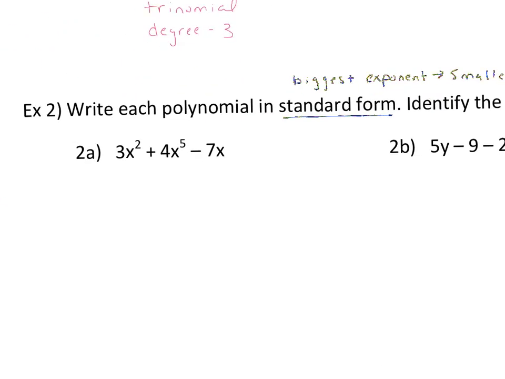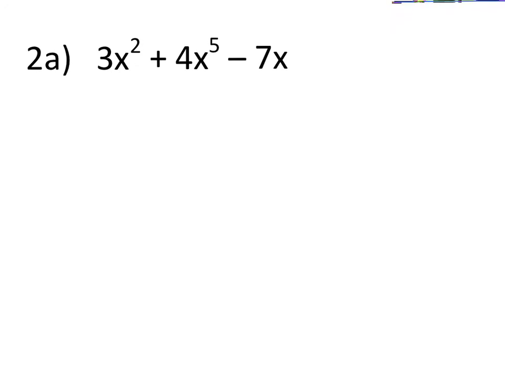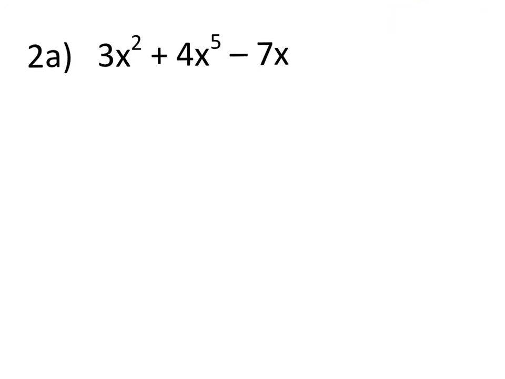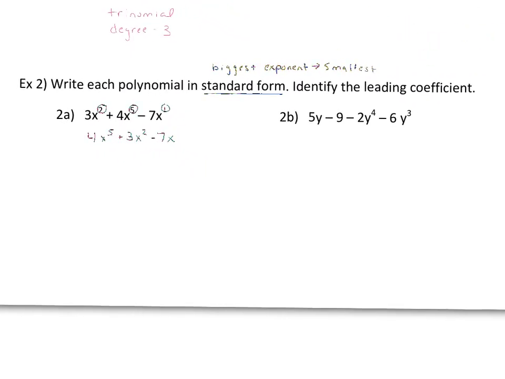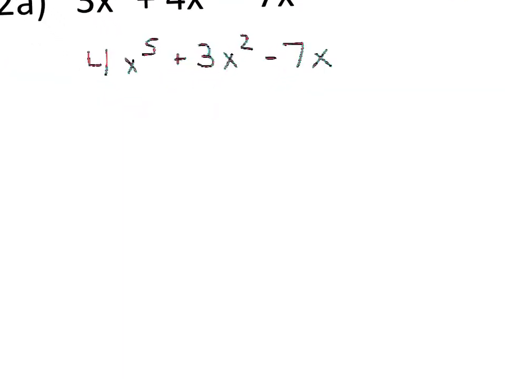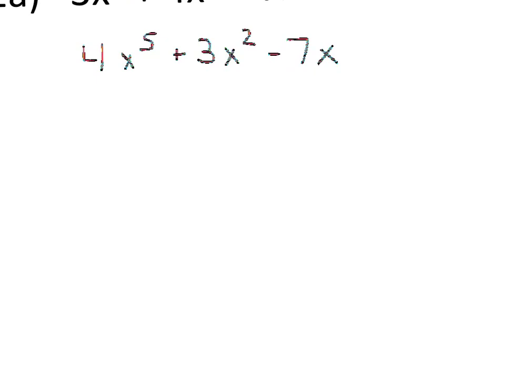So we're going to go down here and look at 2a. Again, biggest exponent. So I'm looking at my exponents. I have a 5, I have a 2, and right here I have a 1. So I'm going to put 4x to the 5th plus 3x squared. Remember, keep the signs with the number, minus 7x. So that would be our standard form. Let me look at the directions here. And then it says identify the leading coefficient. So my leading coefficient is simply whatever number is out front. So my leading coefficient here will be 4.